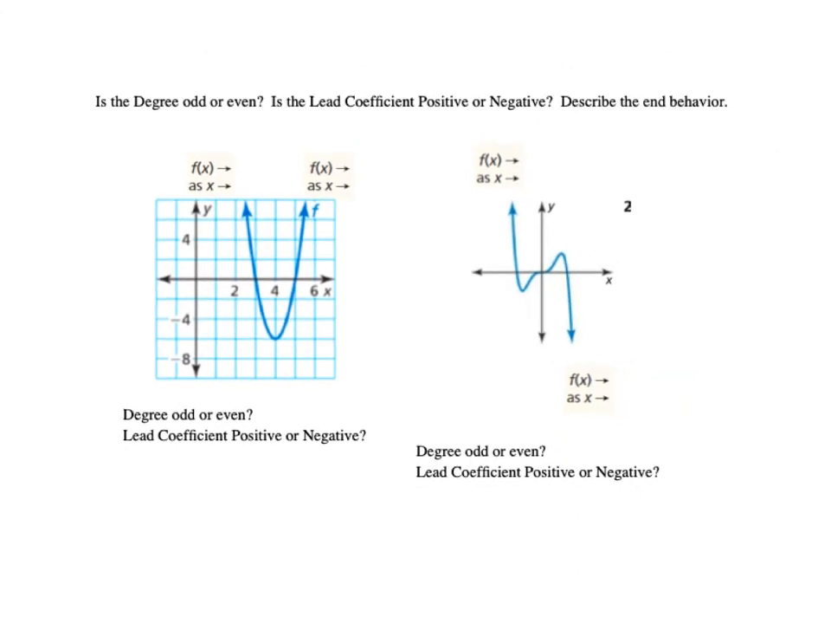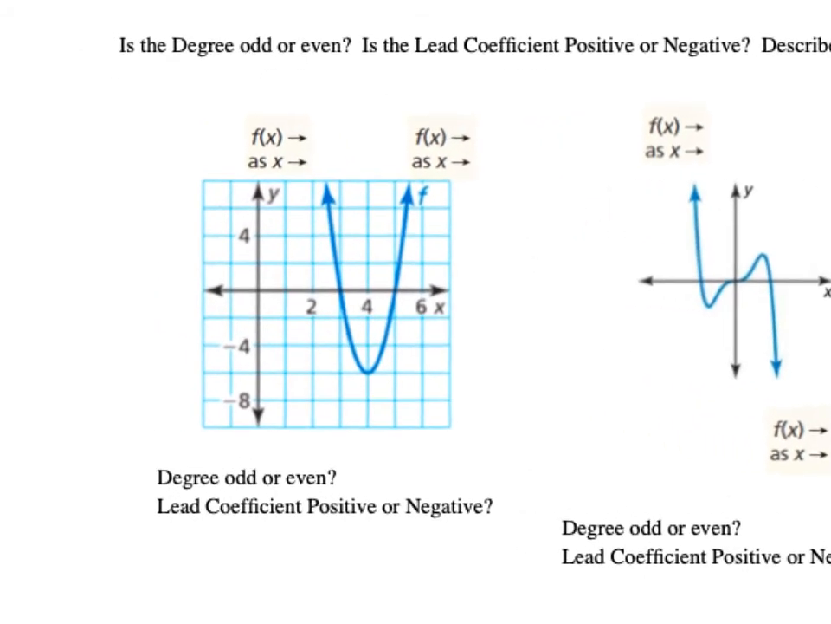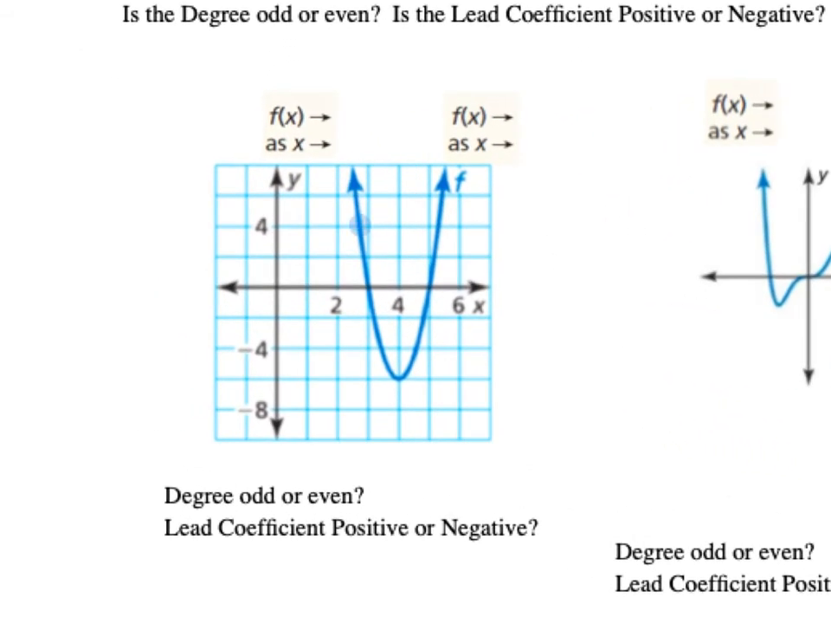Okay, so we're going to look at a couple of these examples and decide, just by looking at the graph, if the degree is odd or even and if the lead coefficient is positive or negative, and then we're going to describe the end behaviors of each of them. Looking at the first one, let's decide if it's odd or even. Both of the ends are going in the same direction. They're both going up, so we know that it is going to be even.